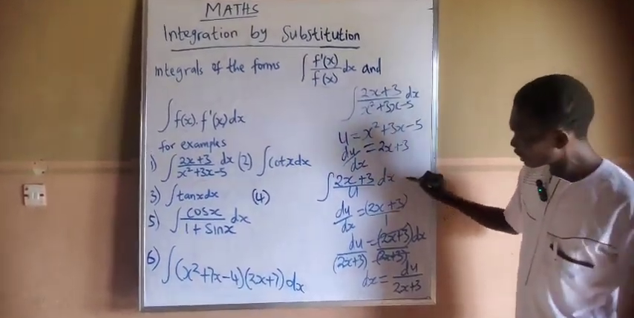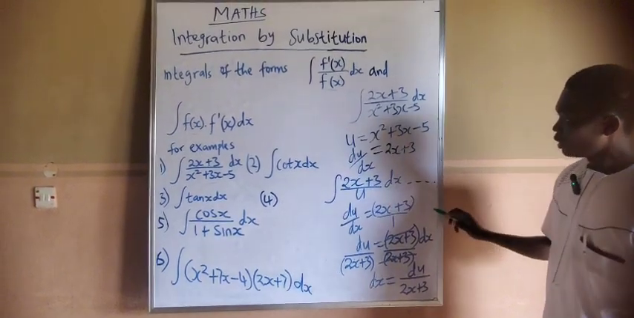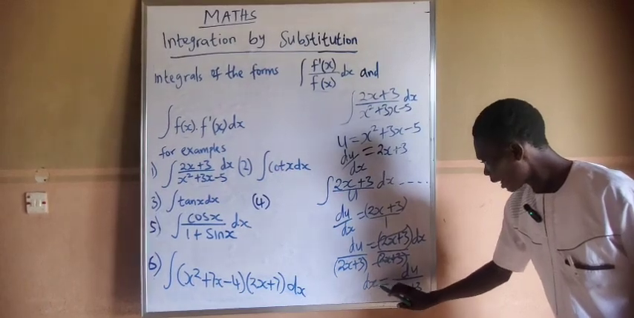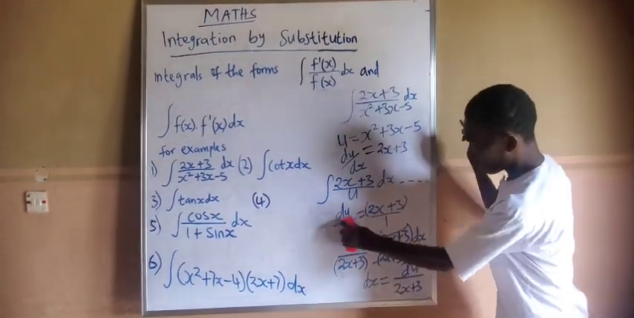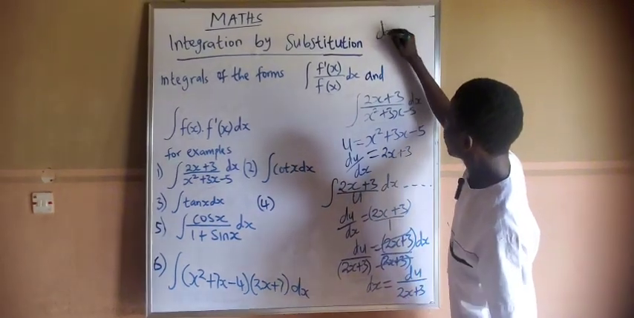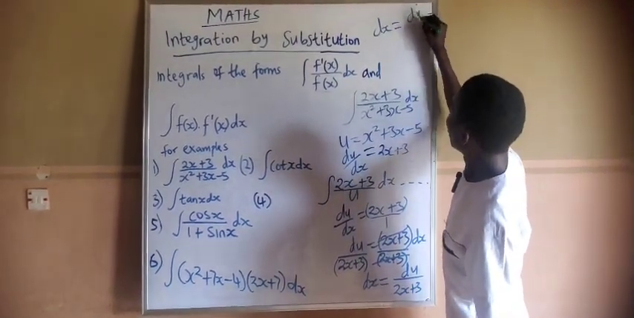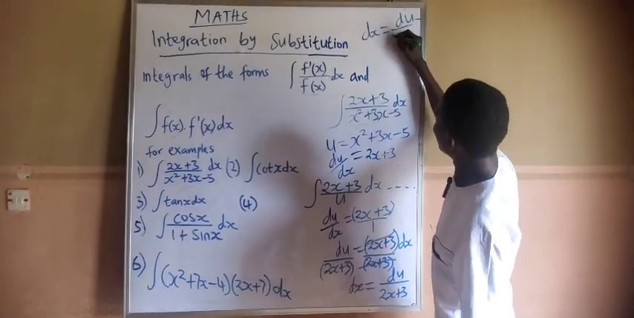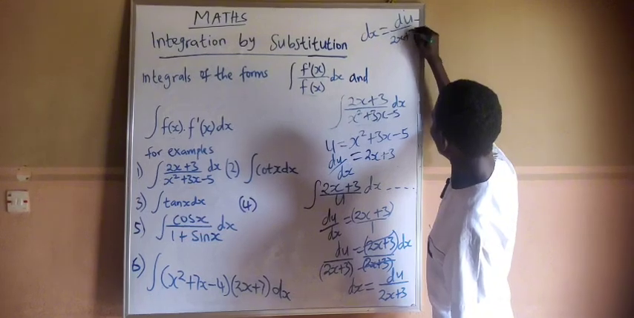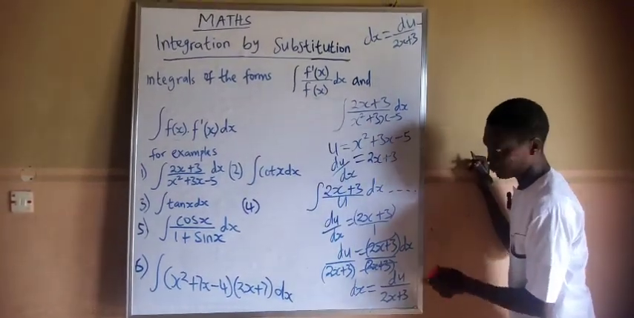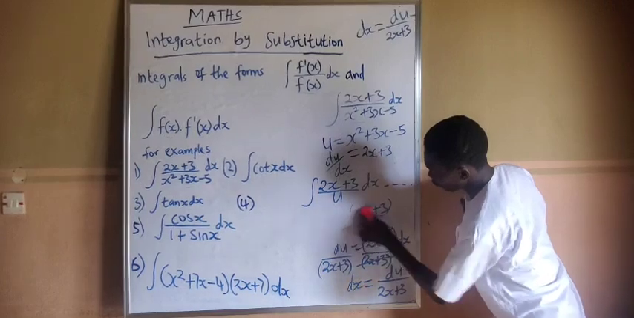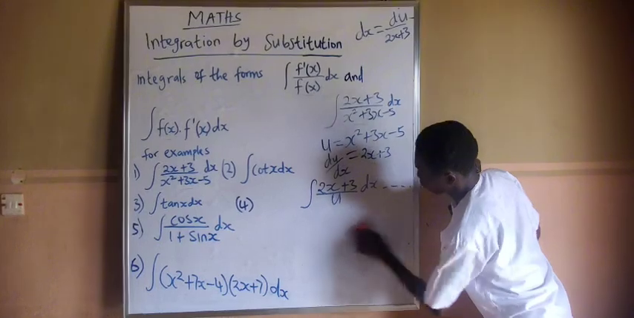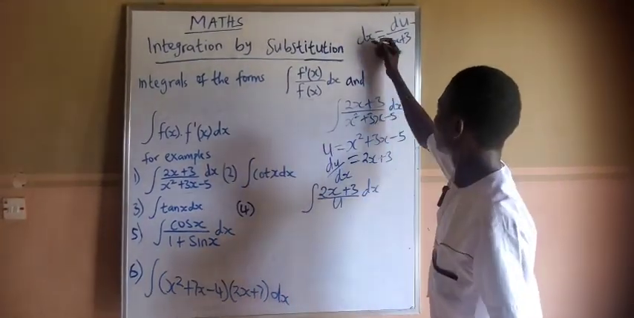Now I will substitute it into this equation. Let me write the value of dx here because I want to clean this part. So we have dx equals du all over 2x + 3. So I want to erase it. I hope we have put them down. So let me erase it. Now I've gotten the value of dx to be this.